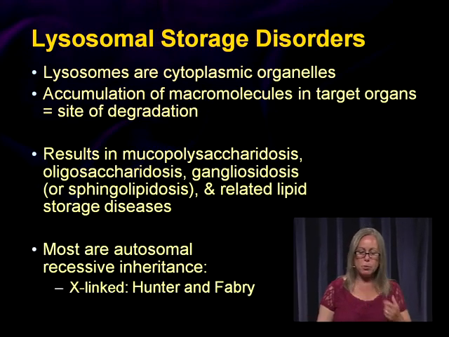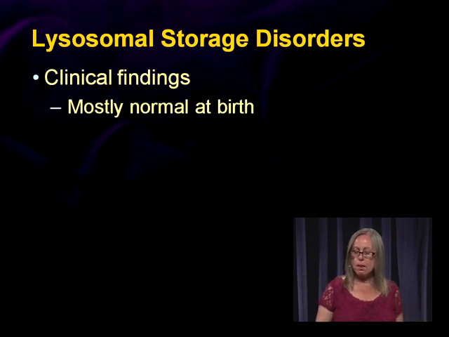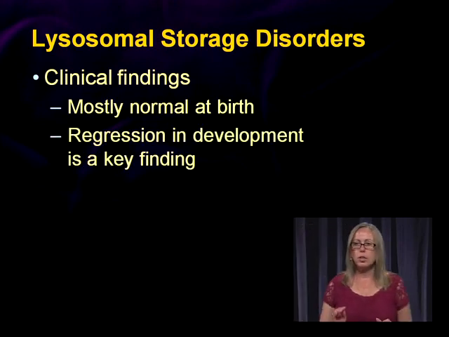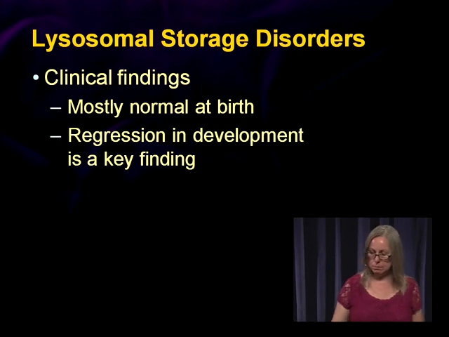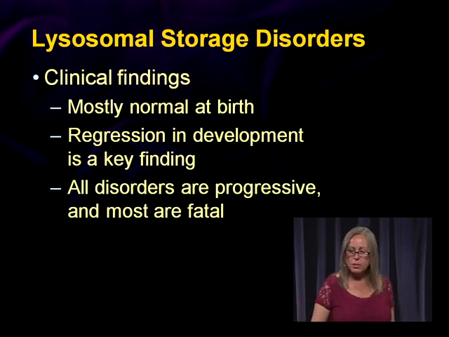Most are autosomal recessive with the exception of Hunter, which is a mucopolysaccharidosis, and Fabry's disease. Both are X-linked. So these kids all look normal at birth. If you ever see a child with developmental regression, that is bad. It is not normal. Again, all disorders are progressive and most are fatal.